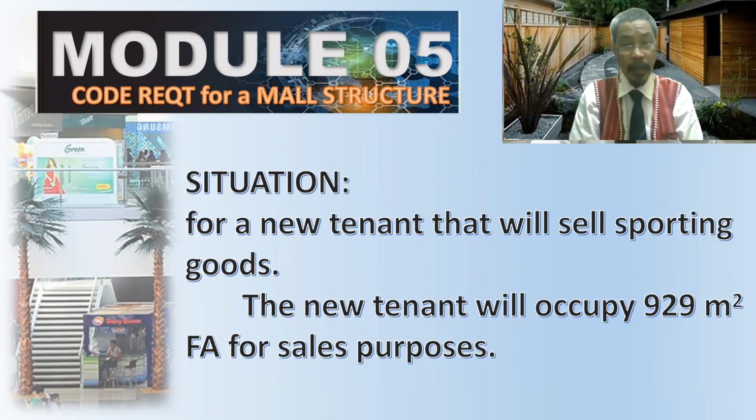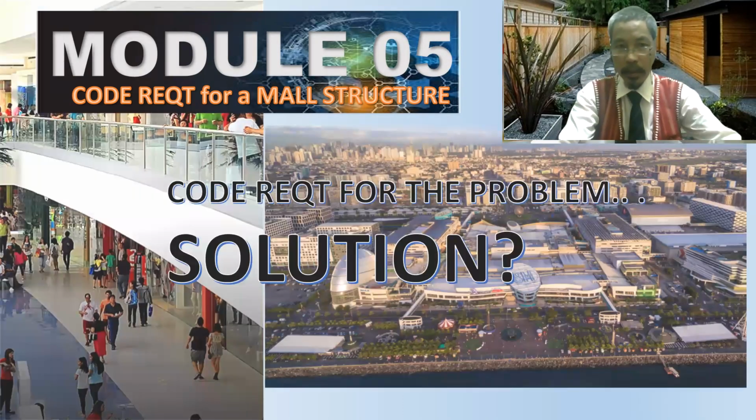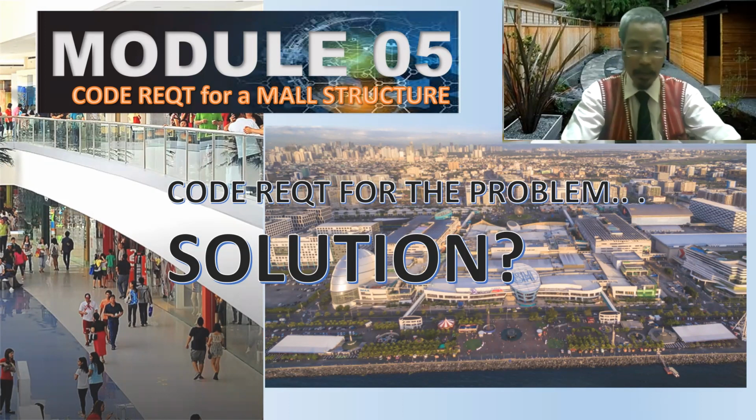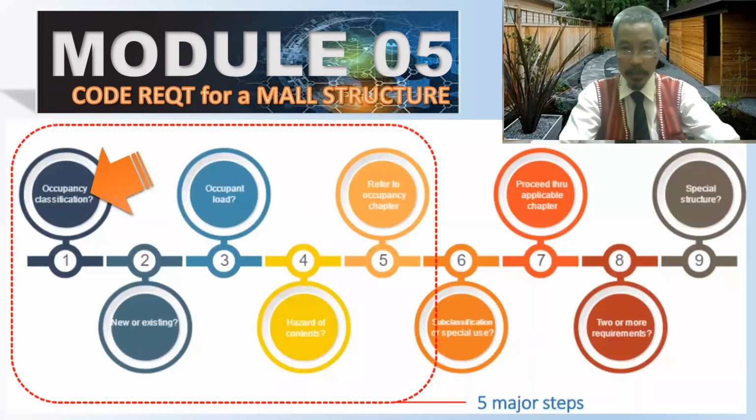So 100%. If you can recall, in the previous example, we have what? 95% of the floor area will be used for sales purposes. So this one is 100%. So we are going to look at the core requirements for this problem. So let's do the design process. The 9-step design process we're going to follow. Start at step number 1.